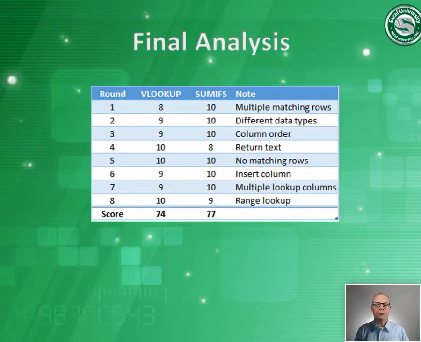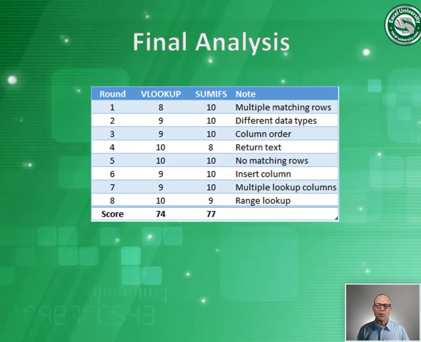All right, we just got through 8 rounds. And the purpose of these rounds was to highlight the key differences between these functions so that we are comfortable knowing which one we should use in any given situation, right? We talked about the difference when there are multiple matching rows. VLOOKUP stops at the first one. SUMIFS returns the sum of all matching rows. Equivalent values when stored as different data types don't match to VLOOKUP. They do match with SUMIFS.